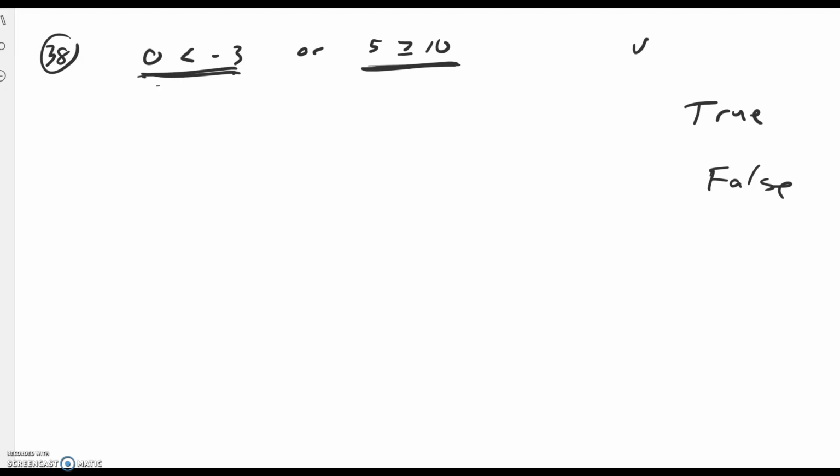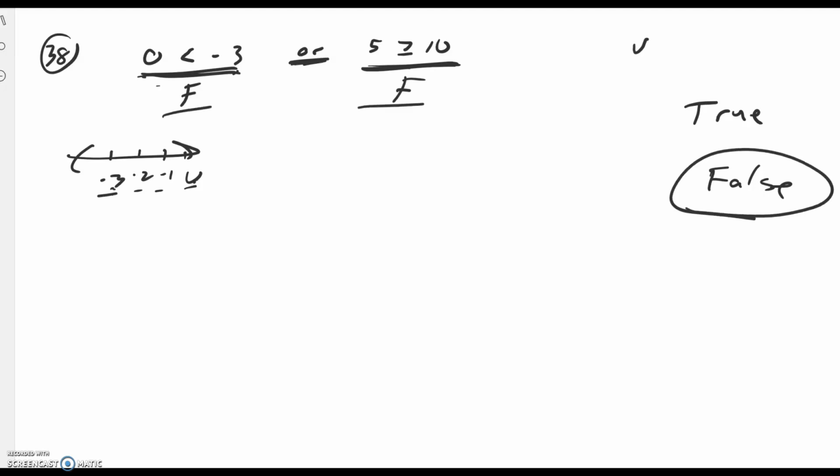Well, 0 is smaller than -3 is the first example, but if you think about a number line, -3, -2, -1, 0. 0 is not smaller than -3. 0 is to the right of -3. It's bigger, so this is a false statement. And this says 5 is greater than or equal to 10, and that's a false statement. So when you have a compound OR statement connecting two false statements, that is the only way it can be false. So 38 is false.